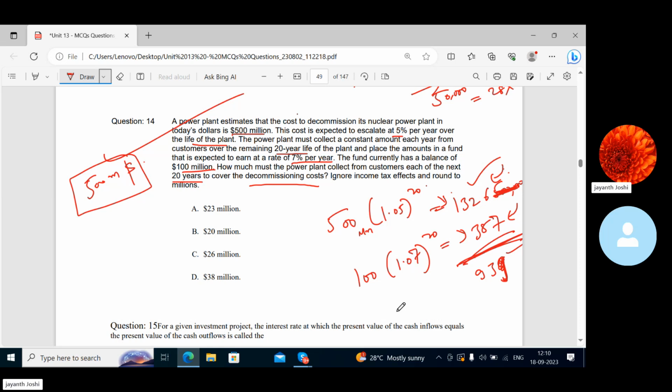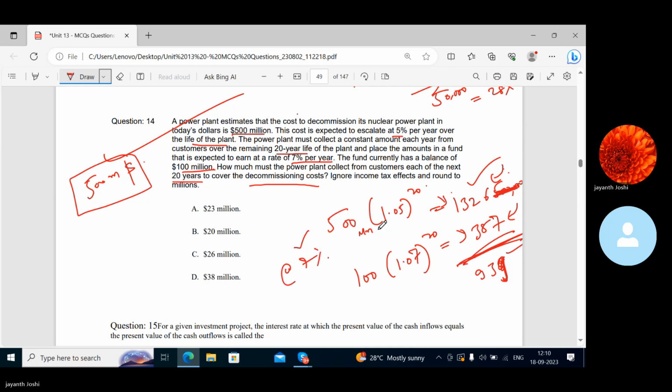Now, what we need to see is the factor. You need to find out the factor. So you have to go to the future value table to find out the present value of 20 equal payments that will accumulate 939 in 20 years at the rate of 7%, right? Because this is the return we are expecting from the question.